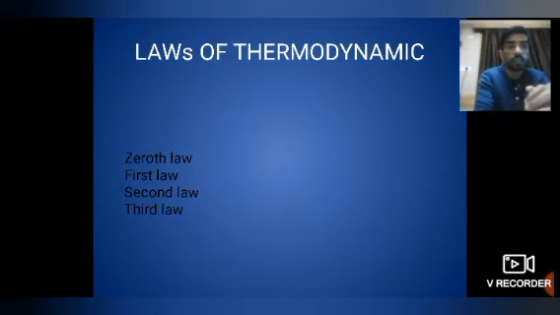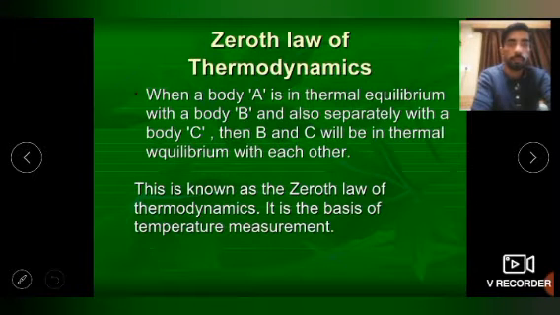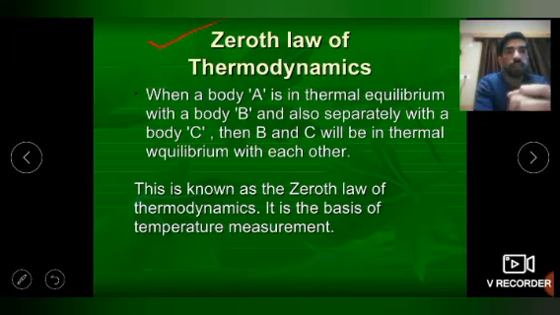This is your chemistry period, and as we have already started the laws of thermodynamics, there are basically four laws: zeroth law, first law, second law, and third law of thermodynamics. Zeroth law and first law we have already done. Let's recapitulate once again. Zeroth law of thermodynamics is what? When a body A is in thermal equilibrium with body B and also separately with body C, the bodies B and C will be in thermal equilibrium with each other.